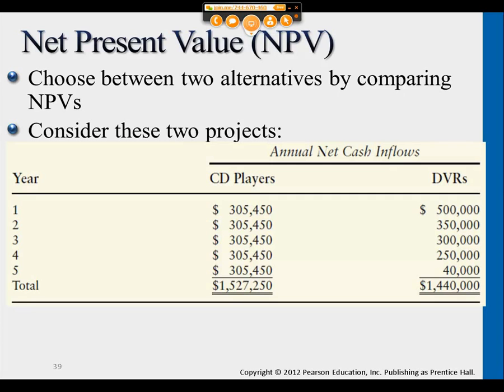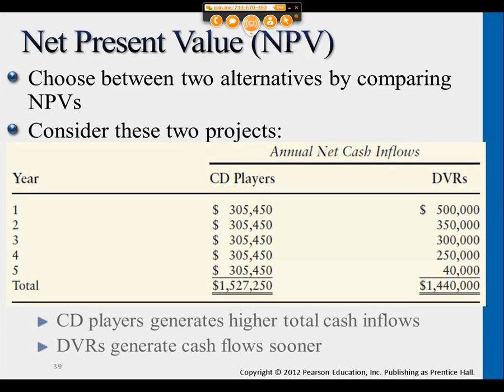So what do we see from here? We see that CD players look exactly the same as the previous class, okay? It's the same story. But what I want you to see here is that the CD player generates much higher total cash inflow, right? But what happens with the DVRs? The pace is much faster, right? So which case should we use? Now here is where we're going to be applying that definition of the net present value, that model.